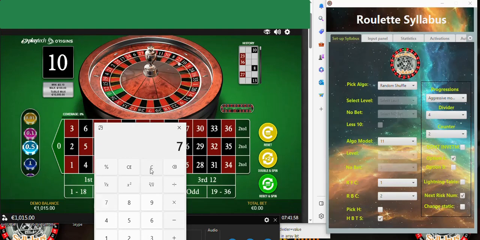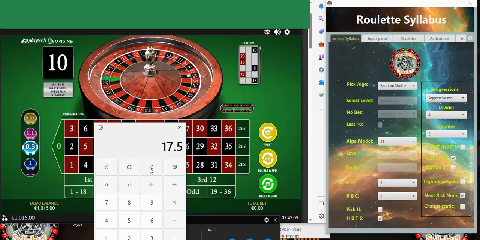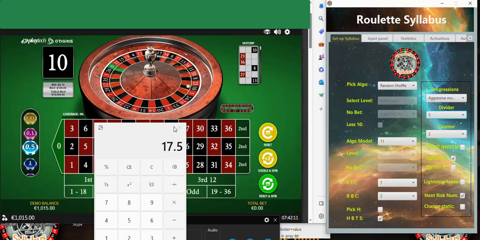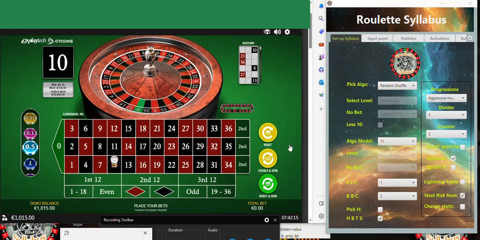So I will want to go for what? 5. I just want to divide it by 5, because if I leave it at 17, that is why it has to always be less than 15. So the maximum should be 16.